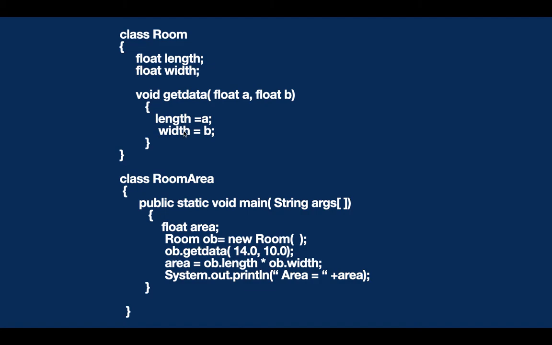So this way what is happening, actually we are assigning the values 14 and 10 to A and B, then A and B are giving their value to length and width. So once length and width have been assigned value with the help of this method, now what we are actually doing is computing the area, and for that we use ob dot length multiplied by ob dot width, because we know ob is an object of classroom whereas length and width are also variables of classroom. So I hope that you are getting it.